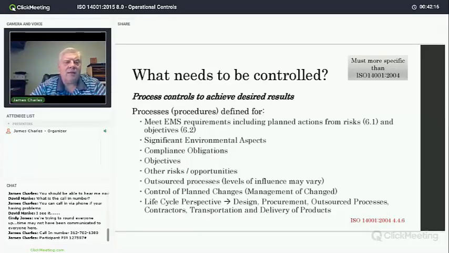A number of these controls, it was alluded to that they should be controlled, but now the requirements are much more specific. And when you have a more specific requirement, you have more opportunities for more specific nonconformity. And that's what we're all trying to avoid.